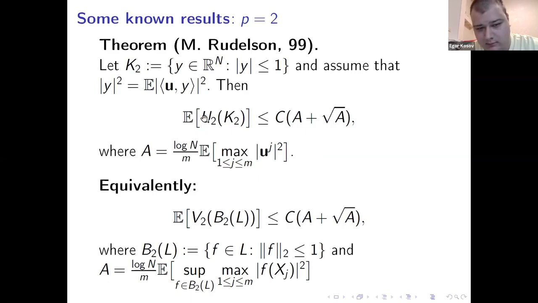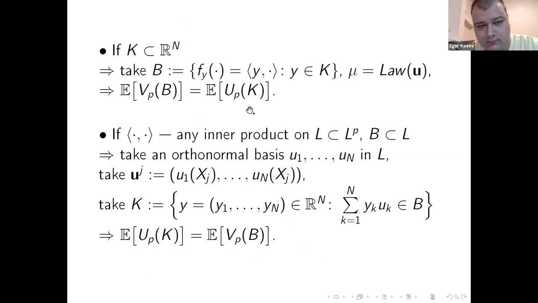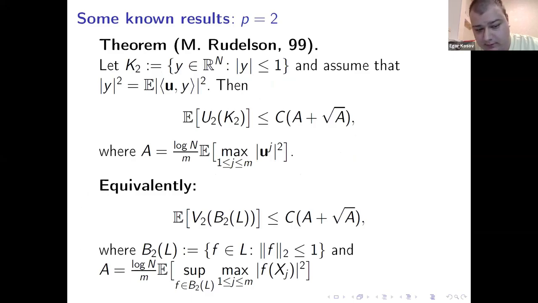Maybe it will be more clear if we reformulate it in terms of functional spaces. Here is this reformulation. If we reformulate this bound, we get the following result about the expectation of error in the sampling discretization problem. The bound is similar. B_2 of L is the unit ball in the L2 norm in our space L, and A is log of the dimension M, and here is this expectation.